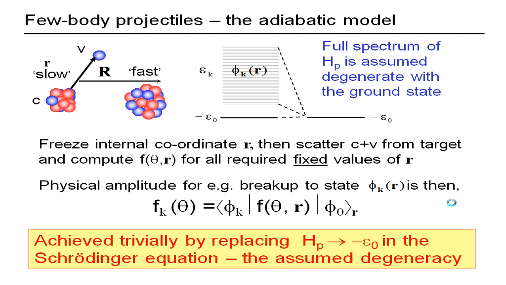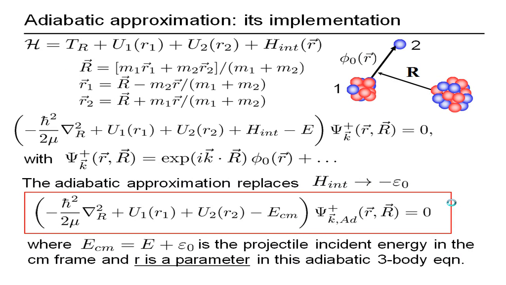Okay, but I hope you can see this builds on the idea of a fast collision. So it goes hand in hand really with the eikonal idea that we've got fast forward scattering. And this is an essential step if we want to describe few-body projectiles, many-body projectiles using this technique. Okay, so how do we implement that?